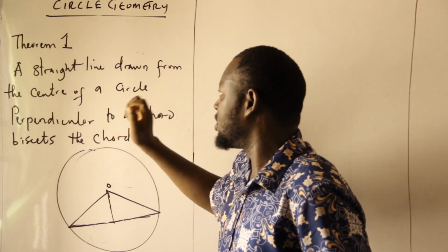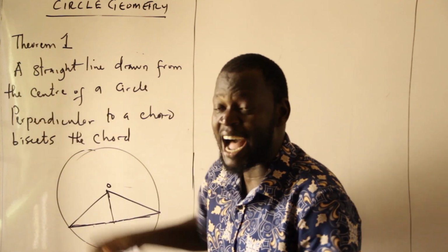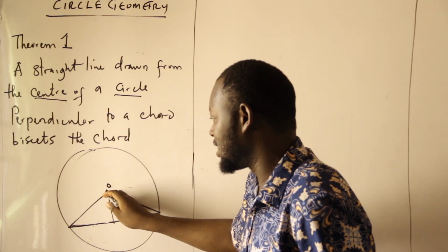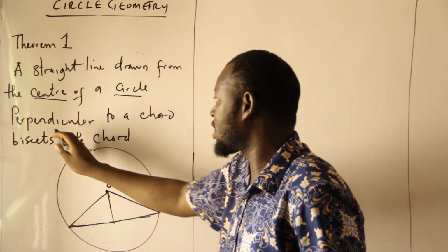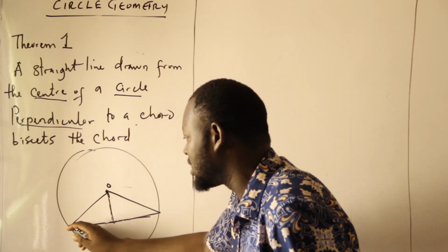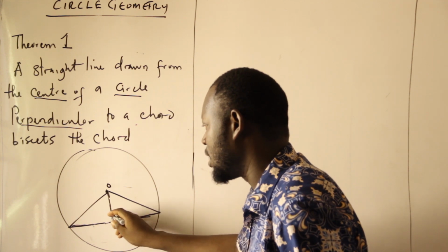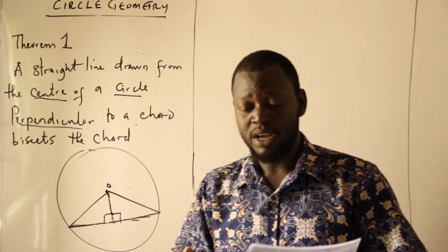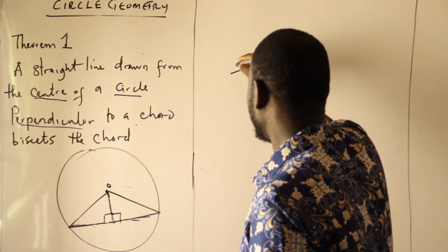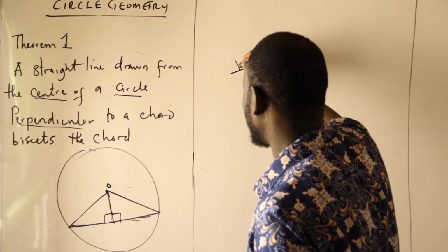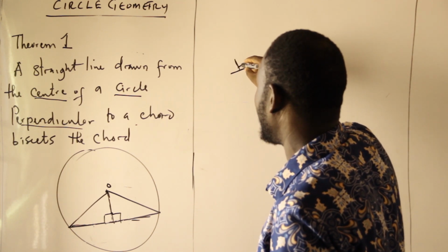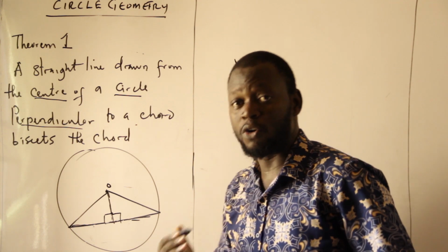A straight line drawn from the center of the circle. This is the center. Drawn from the center of the circle perpendicular to a chord. That means from here to meet this chord. Perpendicular. A perpendicular line means two lines coming together to give you a 90 degree. We use this symbol often when this line and this line meet, then you have a 90 degree. So it is called a perpendicular line.